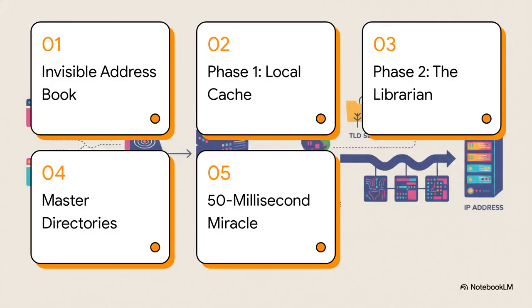Here's a quick look at our roadmap for today. We'll start with the invisible address book, then move into Phase 1, local cache, followed right up by Phase 2, the Librarian. Next, we'll check out the Master Directories, and finally, wrap up with what I call the 50-millisecond miracle.